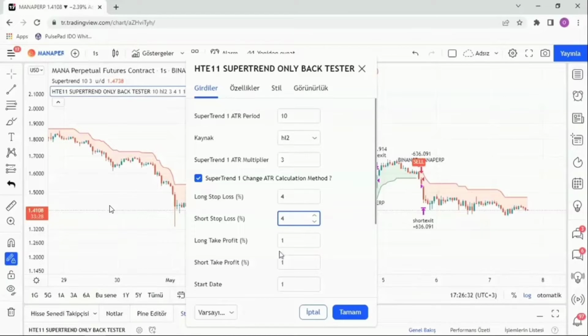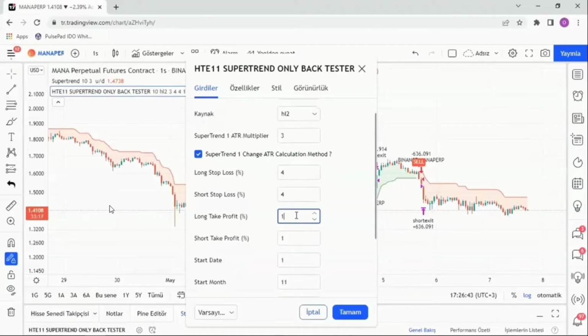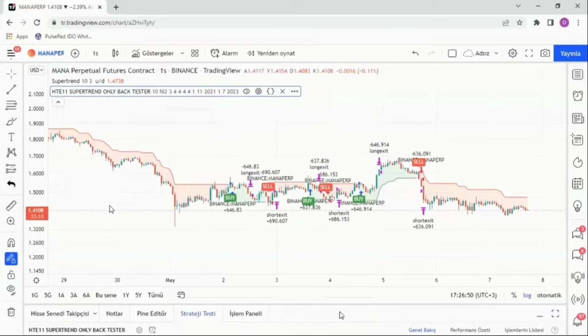Let's test the one-to-one risk and reward ratio result. Our take profit will be 4%, just like the stop loss level. Now let's change them to 4. Okay. Now let's open the results.